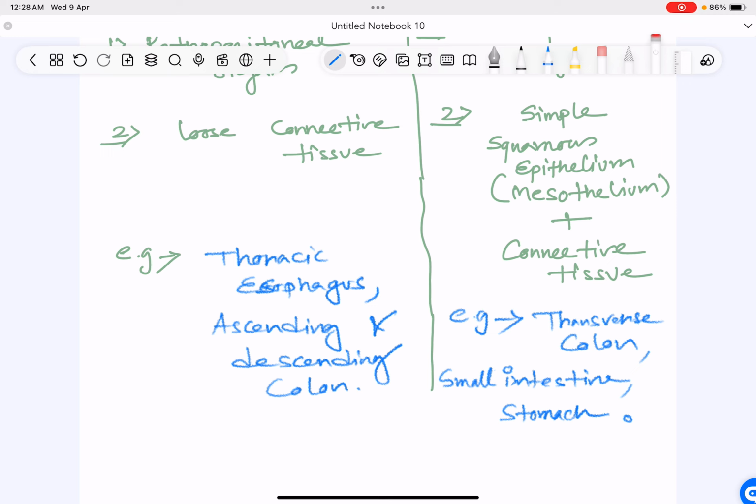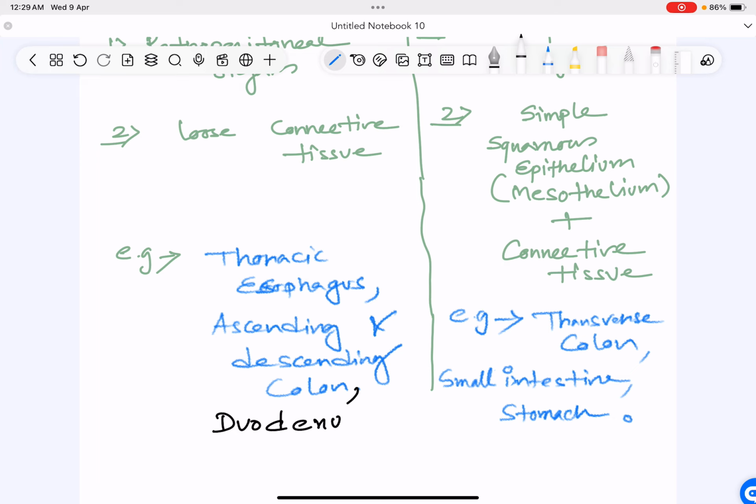Small intestine, that is duodenum, jejunum, ileum. Most of the duodenum is in the intraperitoneal, and the transverse colon is intraperitoneal. But the thoracic esophagus, ascending and descending colon are retroperitoneal organs. Actually, the fourth option will be your duodenum.